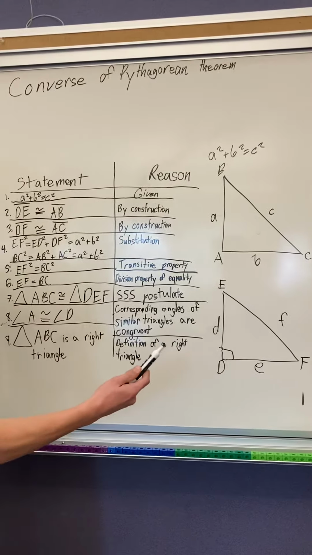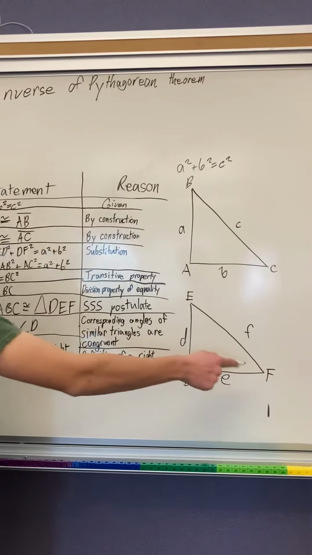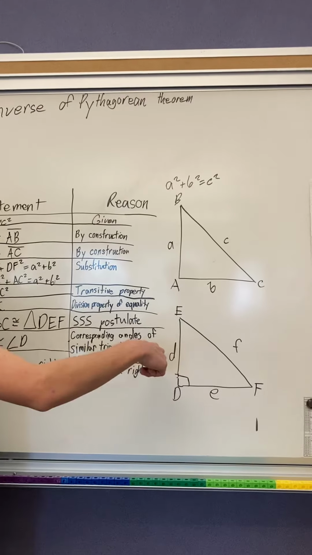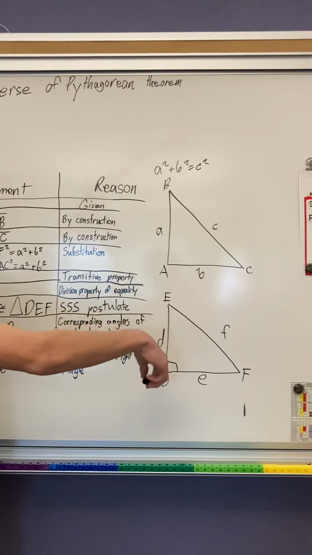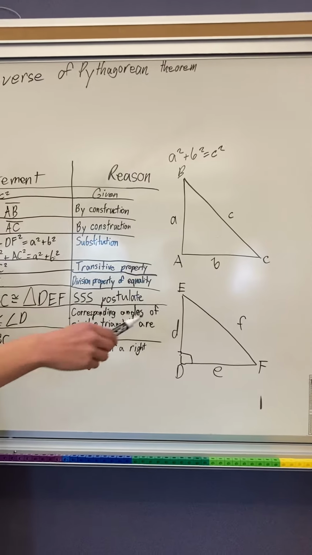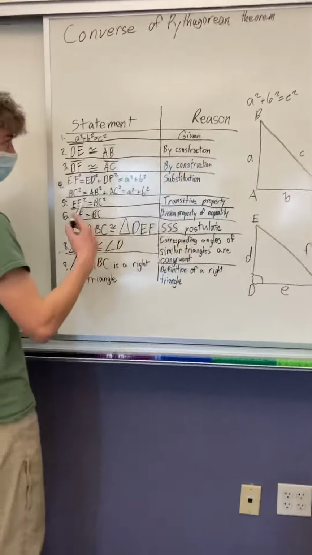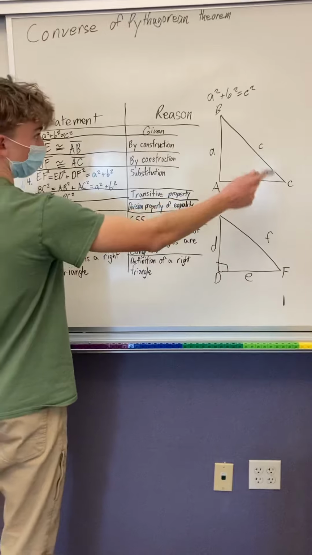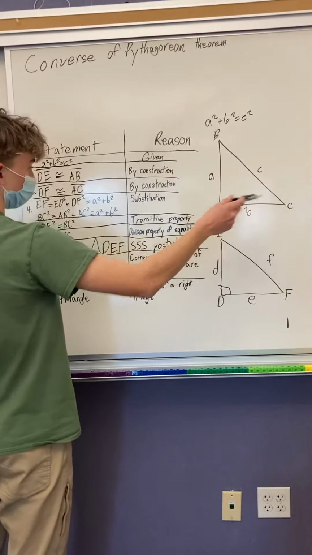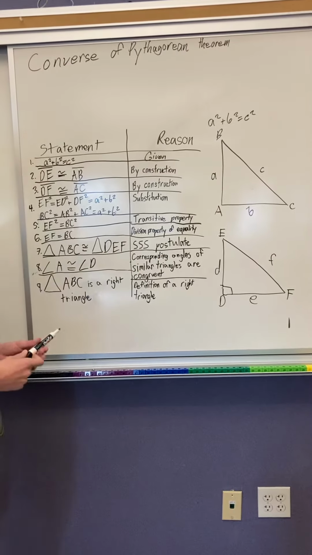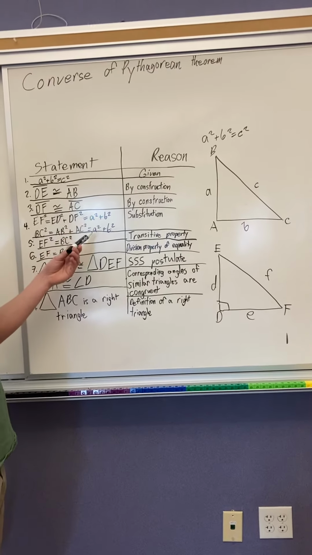Now that we have that, we can do a substitution here, where the square of EF equals ED squared plus DF squared. And that's using the Pythagorean theorem, which also equals a squared plus b squared. On this triangle here, BC squared, the hypotenuse, is equal to AB squared plus AC squared, or a squared plus b squared. Now, using the transitive property, we can find that both of these equal a squared plus b squared.